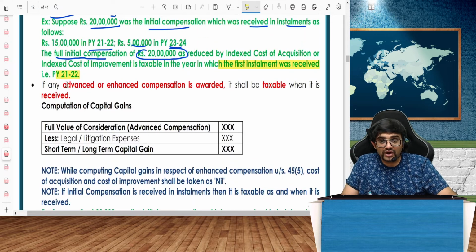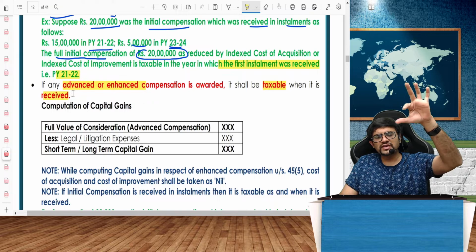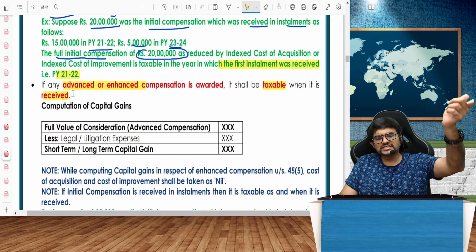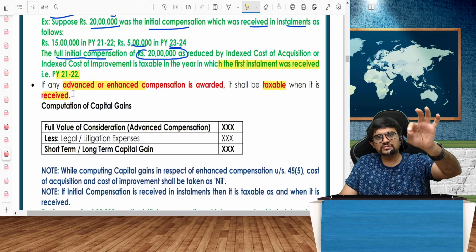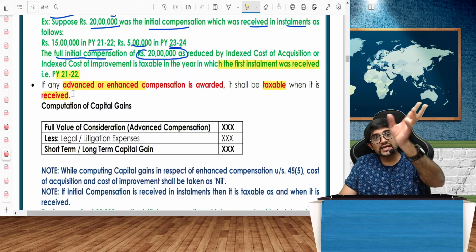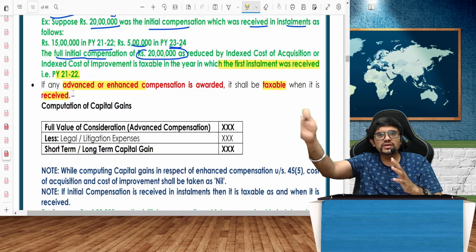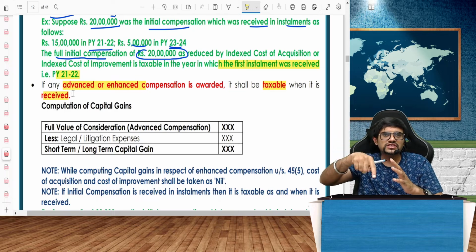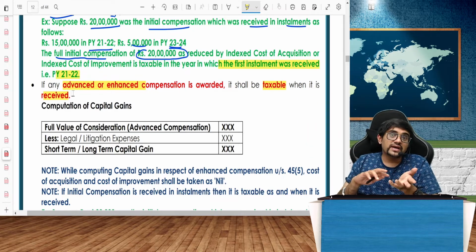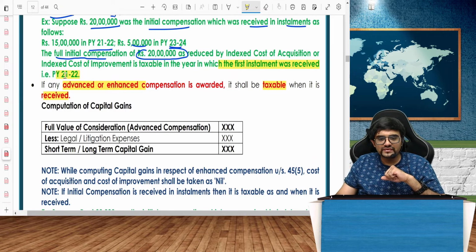However, if any advanced or enhanced compensation is awarded, it shall be taxable as and when received. Remember in your mind, initial compensation, I don't care when it is received, it is taxable in the year the first installment is received. Initial compensation, I don't care how many installments you paid, the day of the first installment, I'll charge everything. But enhanced compensation, as and when you receive.